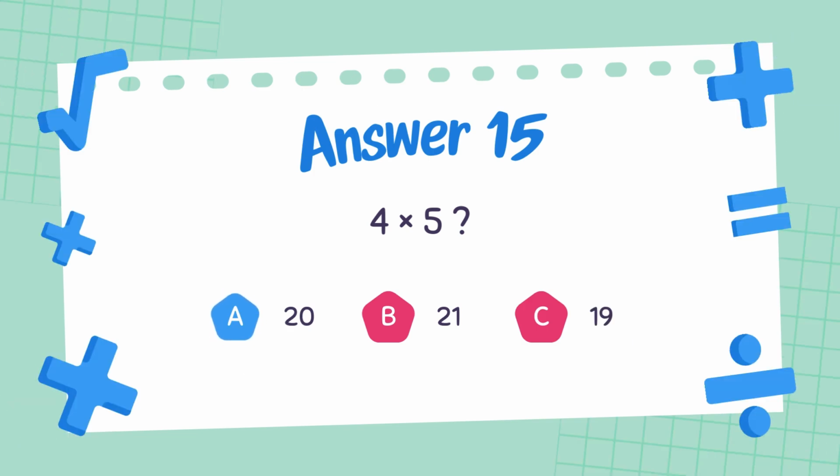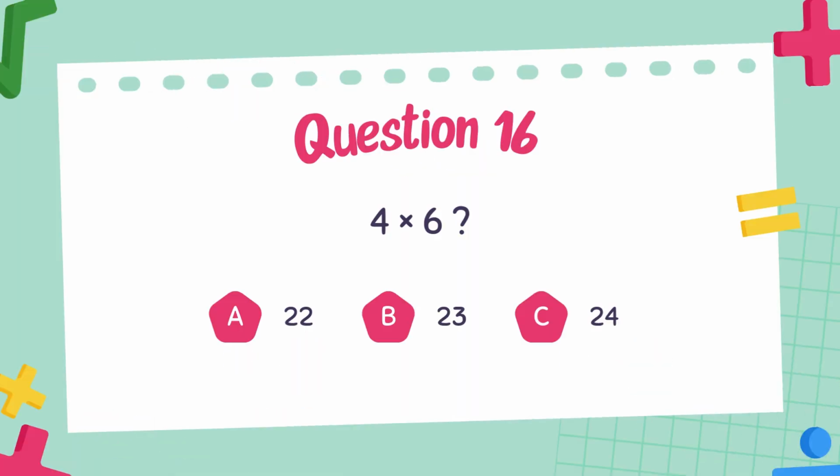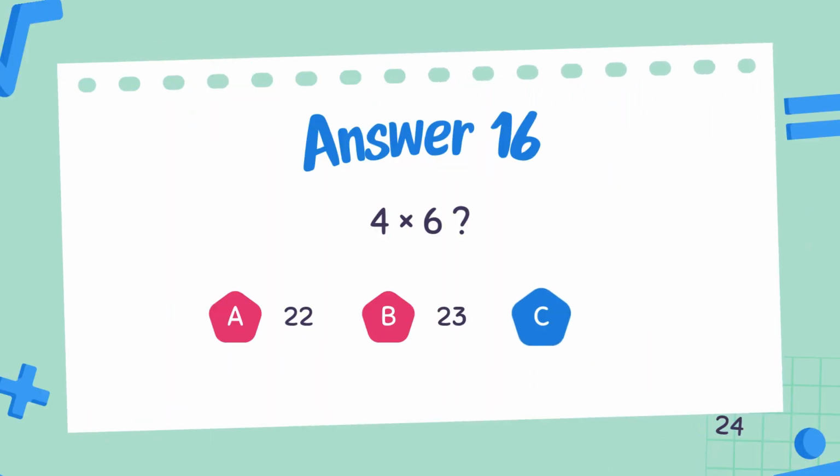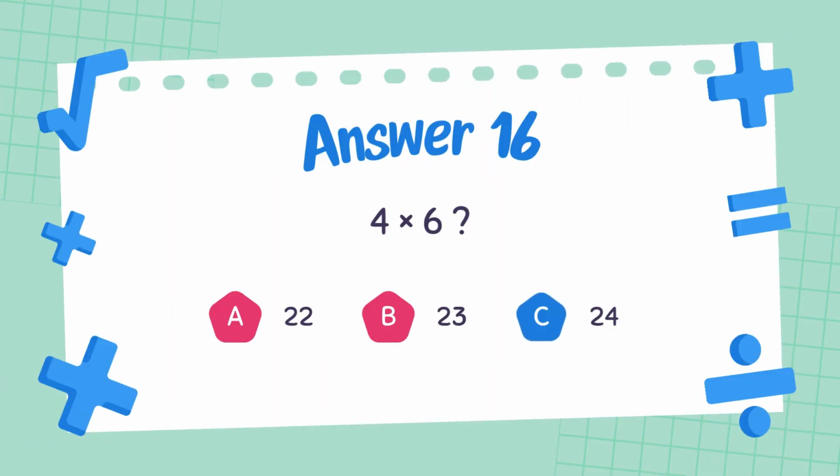Great work. Question 16. What is 4 times 6? Is it A, 22, B, 23, or C, 24? The answer is C, 24.